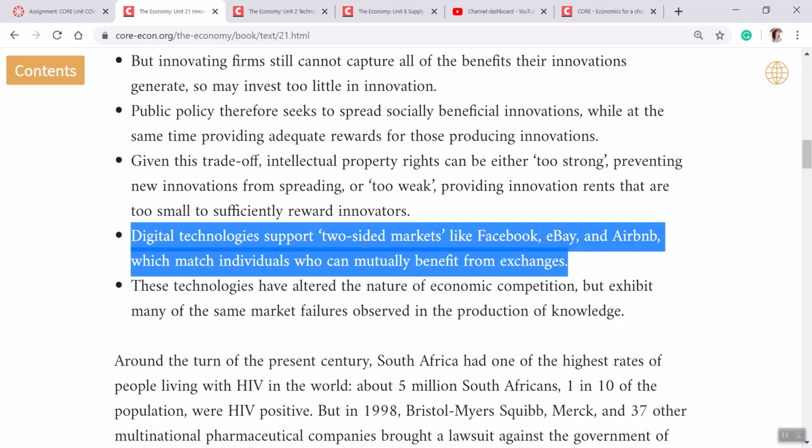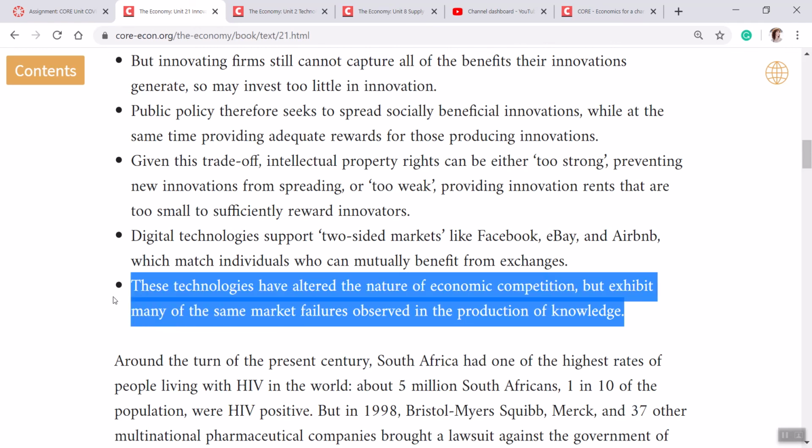Okay. Why is this important? These technologies have altered the nature of competition, but they exhibit many of the same market failures observed in the production of knowledge. So let's see what that means. Now my competition is more evenly spread, right? My opportunity cost to get my new innovation out into the field has been lowered, right? By using Facebook, eBay, Airbnb, Amazon, there are many ways for me to share my information and start benefiting from what I've created.